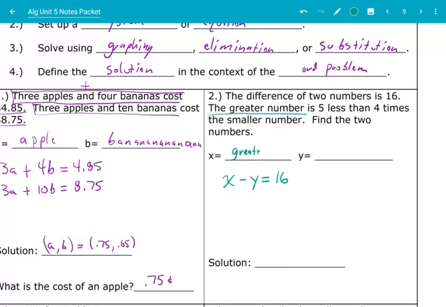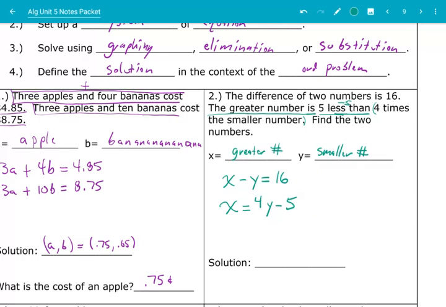So we'll define that greater number, and this will be the smaller number. All right. So the greater number, x, is, that word means equals, 5 less than, that means I'm going to subtract 5 from the next piece, which is 4 times the smaller number. So 4 times y. 5 less than 4 times the smaller number. So here's my two equations right there.